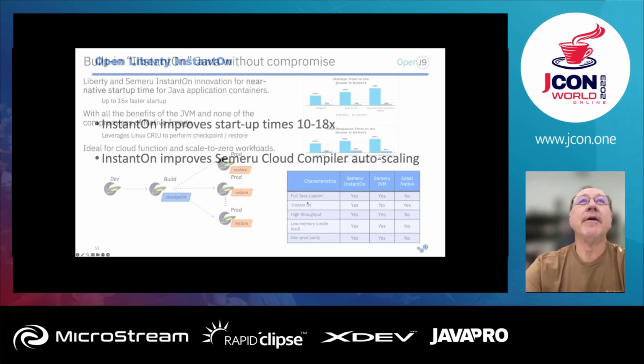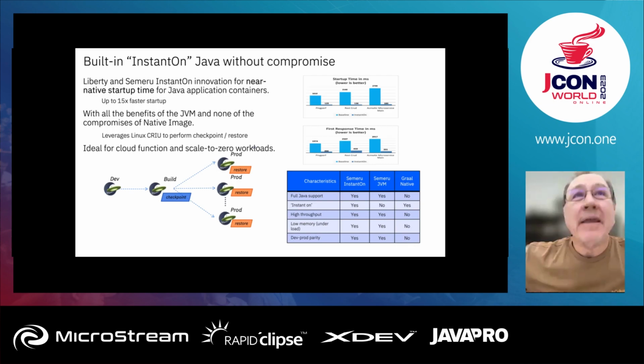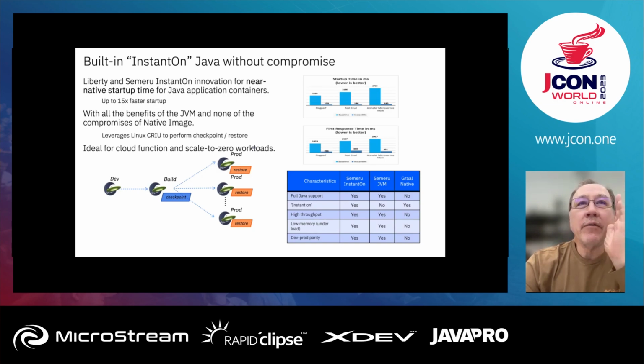So how does that work? Instant On is based on the Linux CRIU technology, which is basically taking snapshots of your image and then starting from that point. So you run your image, you load it, you get to a certain point, you take a snapshot, and then you save off that image. And then any future runs of that can start from that point, which is right here. So now we're talking about Java applications starting in milliseconds as opposed to seconds.